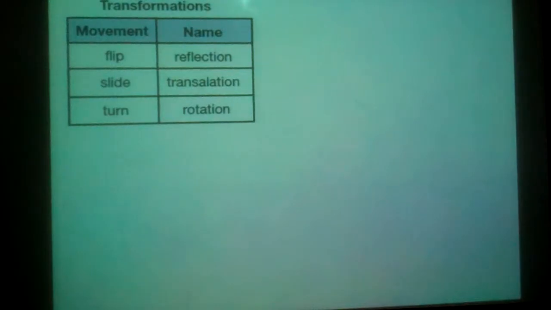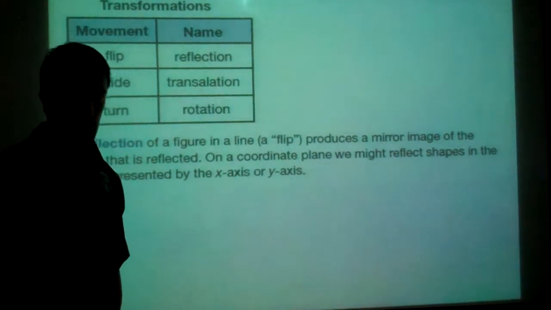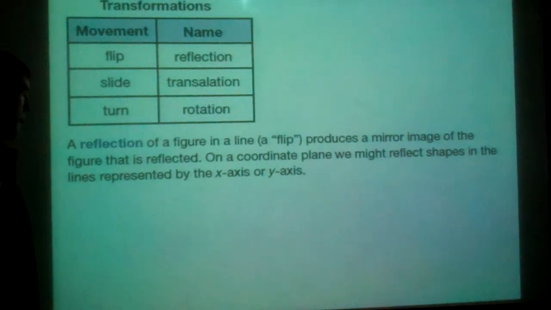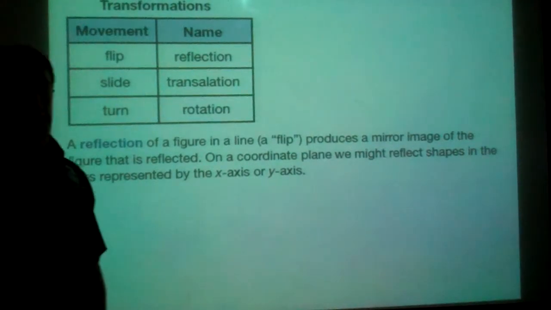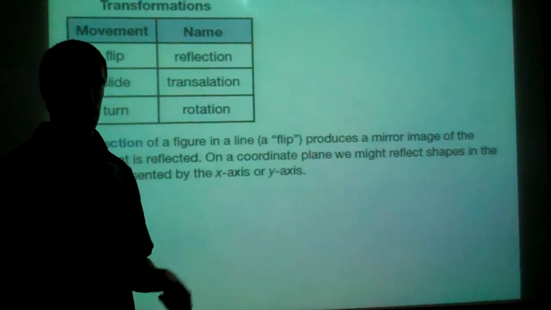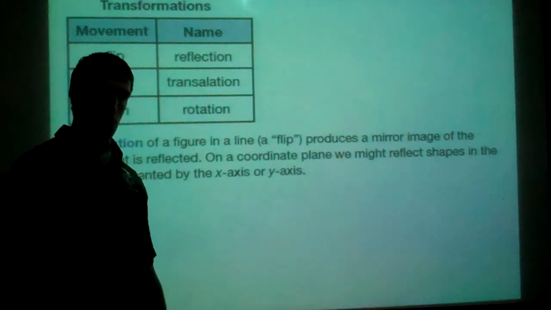The first thing we're going to see is a flip. So these are the first one we see, and we associate that with flipping. Okay, that's what they use. I like to use this instead. It's a mirror image of a figure that is reflected. So think about a mirror, and we're getting a mirror reflection. Okay, it says on a coordinate plane we might reflect shapes, and the lines represented by the x or y axis. So it's important to know when we reflect our shape or any sort of object, what line, or where is our line of symmetry, what are we going to reflect it across, alright?